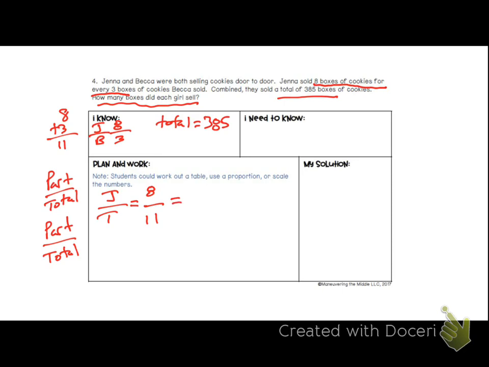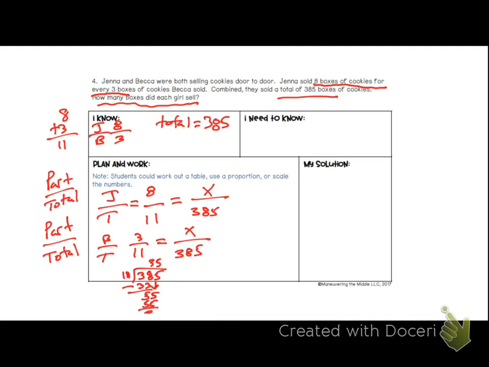And we know that they sold a total of 385. We're trying to find out what Jenna sold. And then Becca to total would be set up the same way, but instead of having an 8, we know she sold 3 out of the 11. And we're still trying to use 385 total to find out what Becca sold. Well, I'm not sure what 11 times what equals 385. So I need to go over here real quick down at the bottom and do some long division. 11 goes into 38 3 times. That's 33. Subtract, I get a 5. Bring down the 5. 11 goes into 55 5 times.